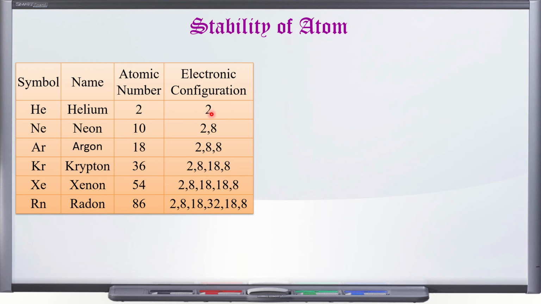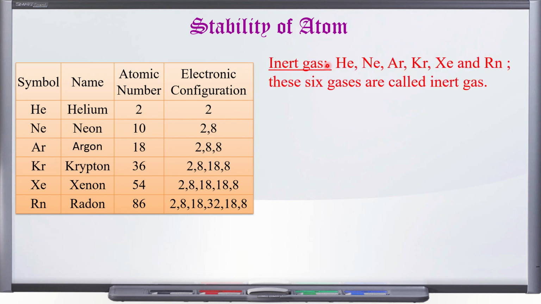Dear students, in my first class I told you that gaseous molecules are diatomic, and I gave some examples. But helium, neon, argon, krypton, xenon and radon are also gases, yet they are not diatomic. They are monoatomic, single atoms. For helium you cannot write He2 or Ne2. They are monoatomic. Why? Because they are stable. Helium, neon, argon, krypton, xenon and radon, these 6 gases are called inert gases.